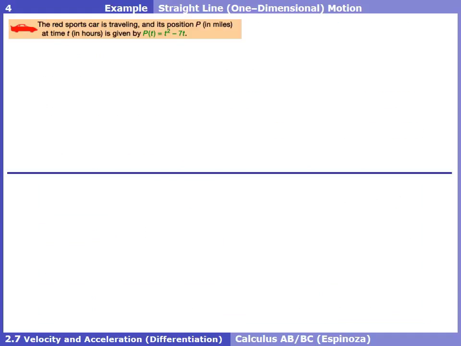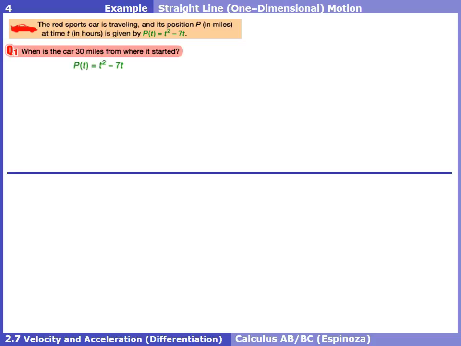Okay, so let's take a look at some one-dimensional straight line motion. We have a red sports car traveling, and its position is P, measured in miles, and t is measured in hours. We have the position function for this sports car, t squared minus 7t. The first question is this: when, which is a time, when is the car 30 miles from where it started?